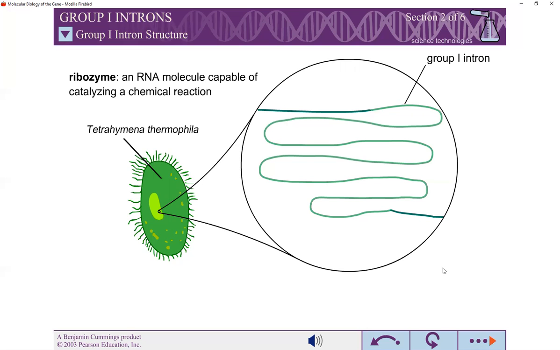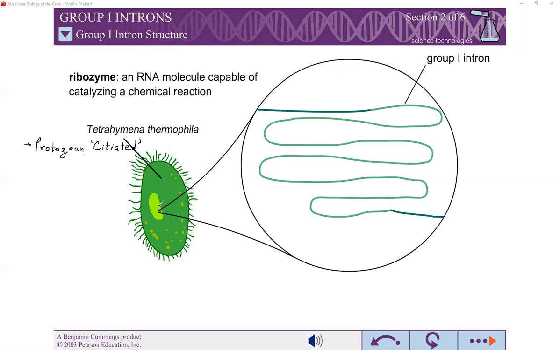So, the first group 1 intron was identified in Tetrahymena thermophila. It is a ciliated protozoan which has the ability to survive at high temperature environmental conditions, since it is thermophilic.